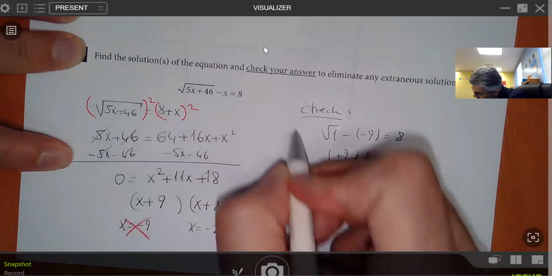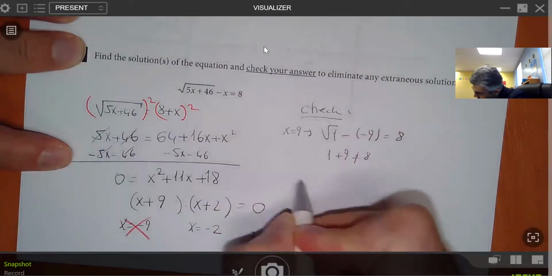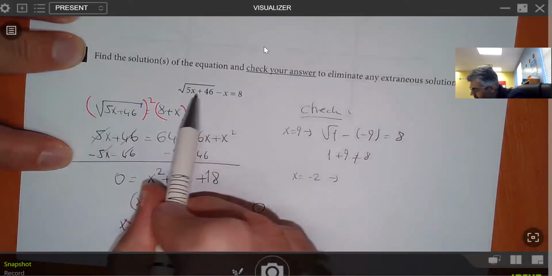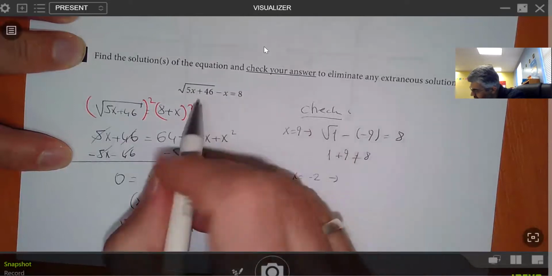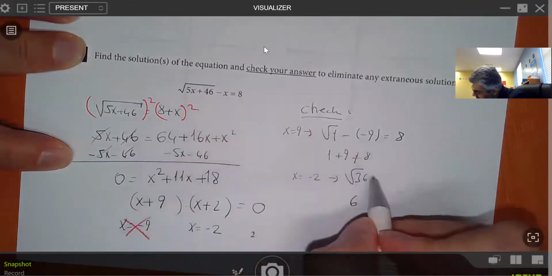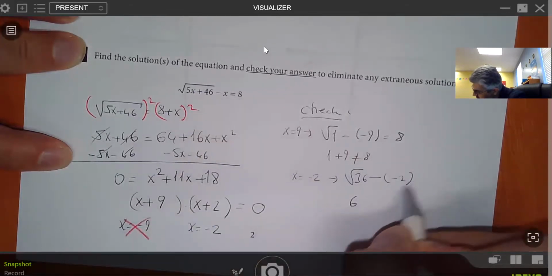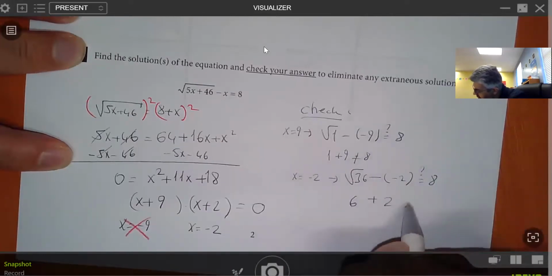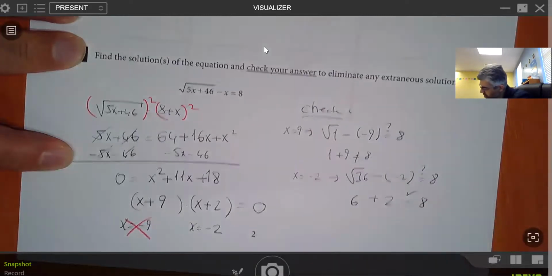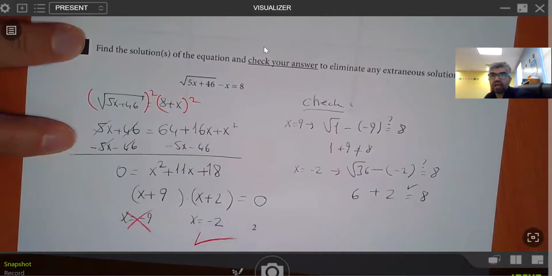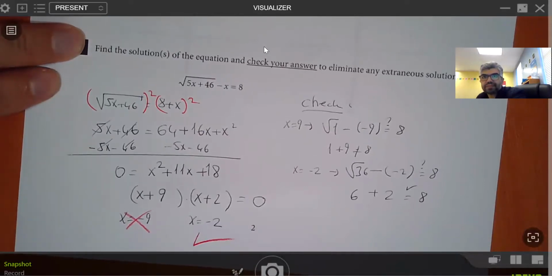What if x is negative 2? 5 times negative 2 is negative 10, plus 46 is 36. So that will be 6 here. Minus x, which is negative 2. Is it 8? So 6 plus 2 is 8. This is correct. So we have the correct answer. Negative 9 is the extraneous solution and the solution is x equals negative 2. Is it clear? Great.